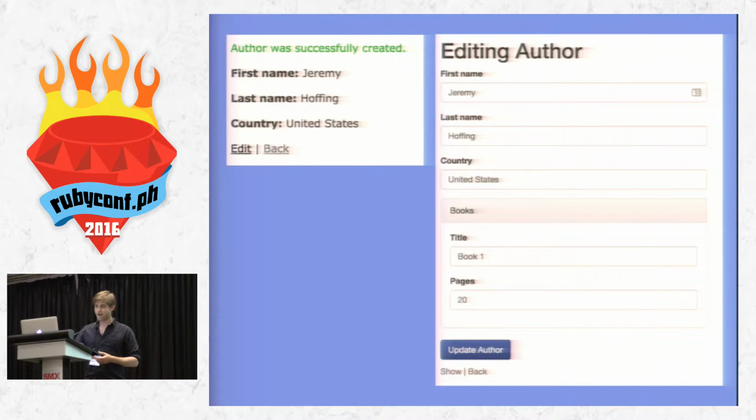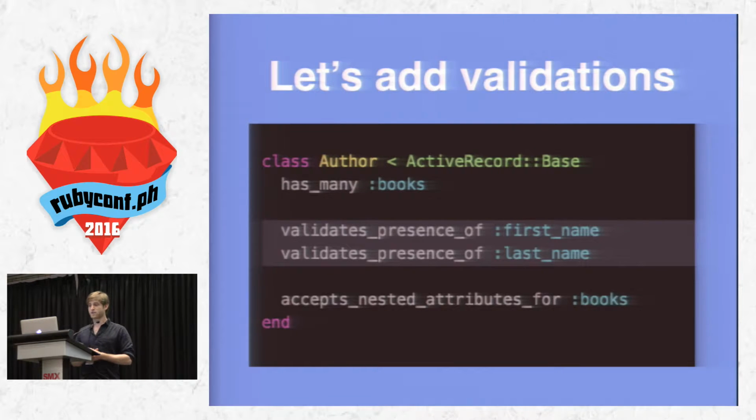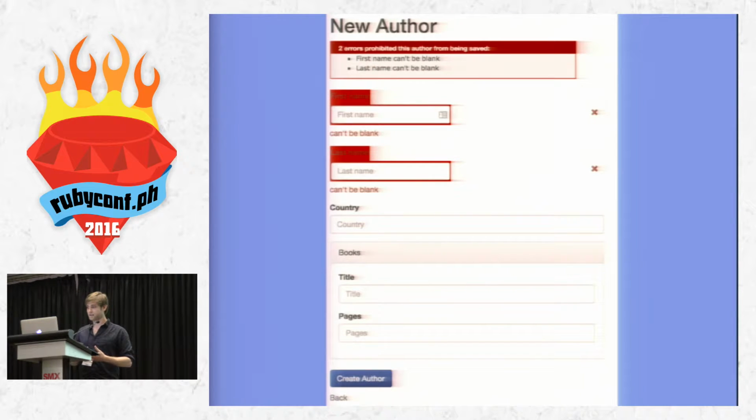So let me go ahead and add validations to this. I'll just start by adding validations to the author, just validating the presence of first name and last name. I'll go ahead and submit this. And this works. That's great. I see the errors for first and last name.